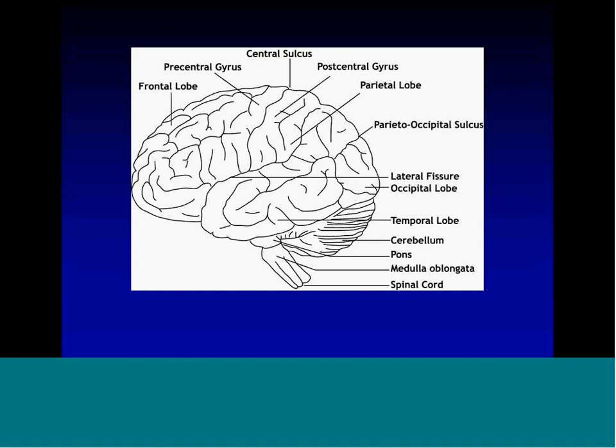This is the frontal lobe. It goes all the way to the central sulcus. Behind that is the post-central gyrus. This is the parietal lobe. It goes to the parietal occipital sulcus. Behind that is the occipital lobe. And below the lateral fissure is the temporal lobe. Sitting in here is our brainstem, and our cerebellum is in the back.